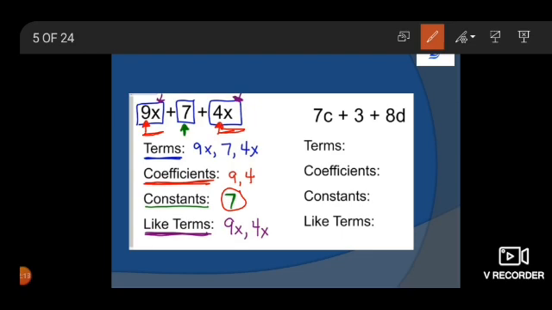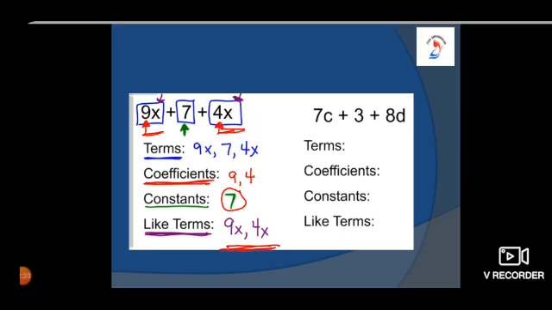We will next go to the like terms. The like terms present here are 9x and 4x. Why are they both called like terms? Because they both have the same variable, that is x. So I have discussed this for the expression 9x plus 7 plus 4x. Now you can try for the next one, that is 7c plus 3 plus 8d.